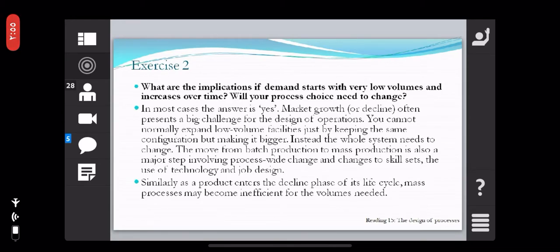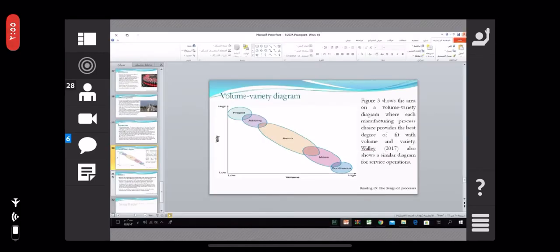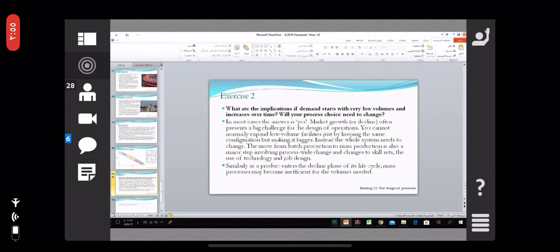Of course, we have something here that says just an exercise, imagine now if you have very low demand. Here the exercise: if you have demand for your product, the mini type of product, but the batch is not at the same moment. Okay guys, in batch you produce many types of product, but not at the same moment, okay.